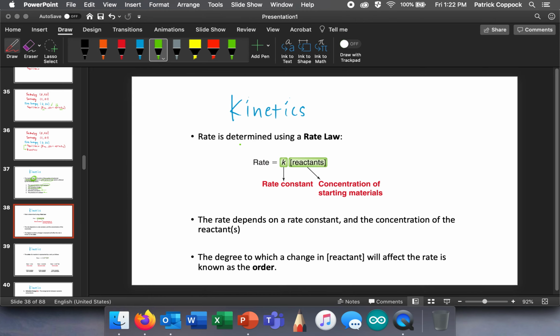So let's get a little deeper. Now, when we talk about rates, we're going to quantify this by using something called a rate law.